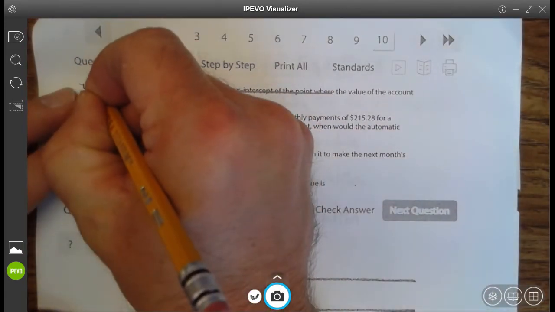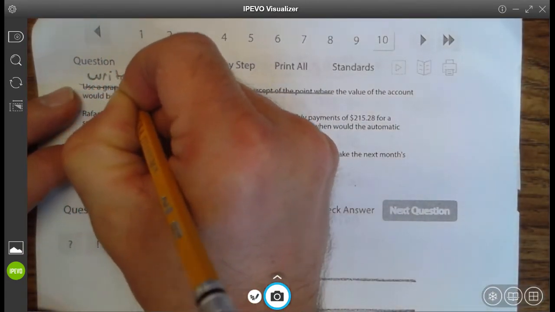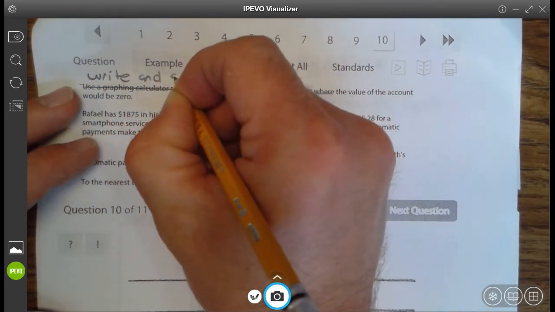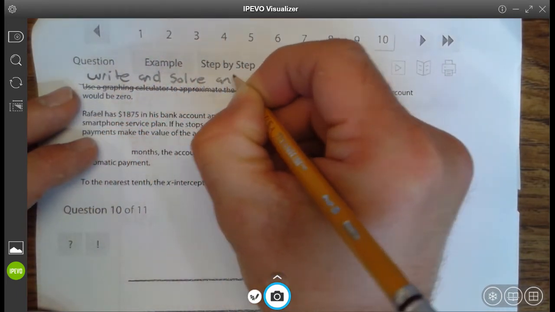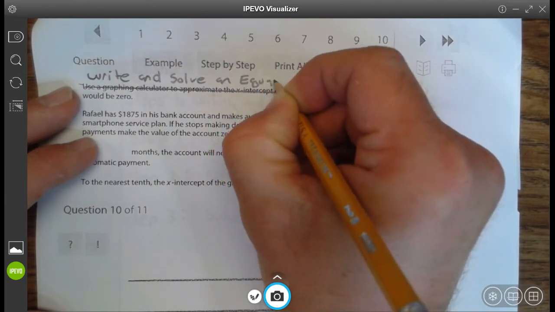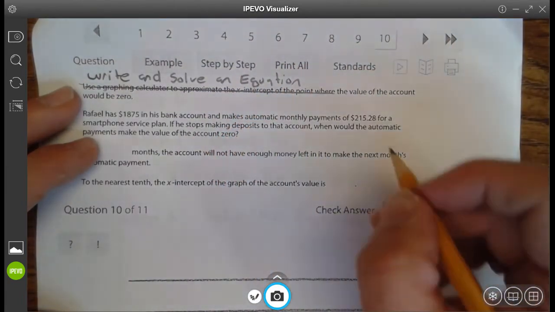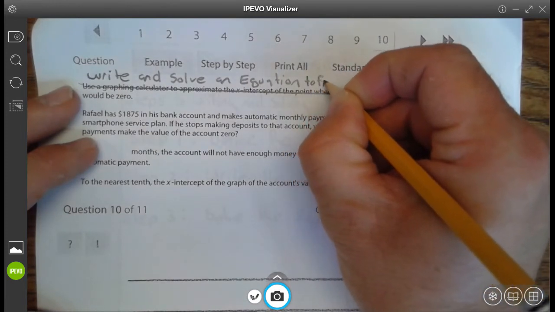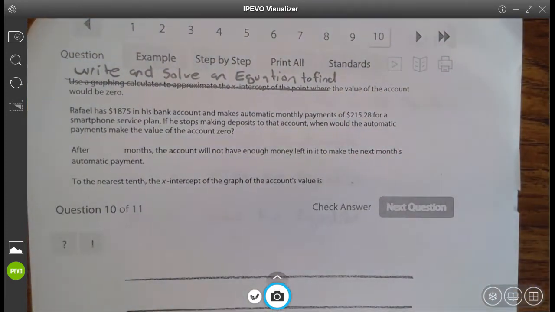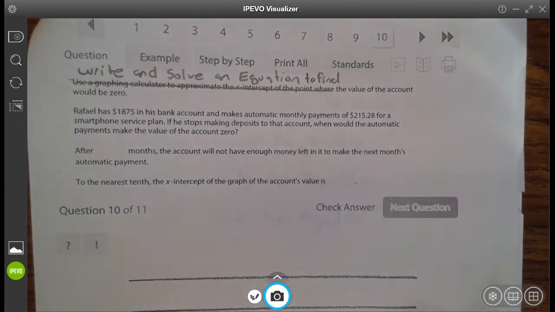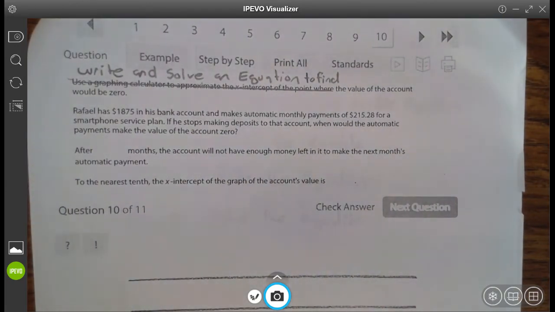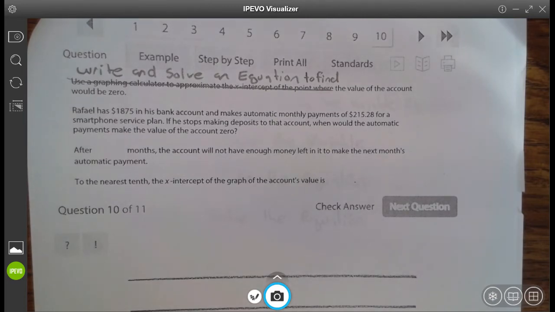All right, we're going to write and solve an equation to find when the value of the account would be 0, okay? Raphael has $1,875 in his bank account and makes an automatic monthly payment of $215.28 for a smartphone service plan. If he stops making deposits to the account, when would the automatic payments make the value of the account 0?